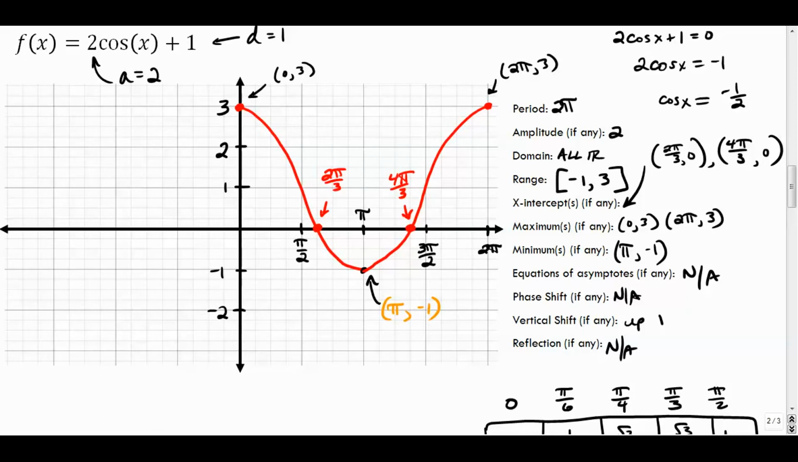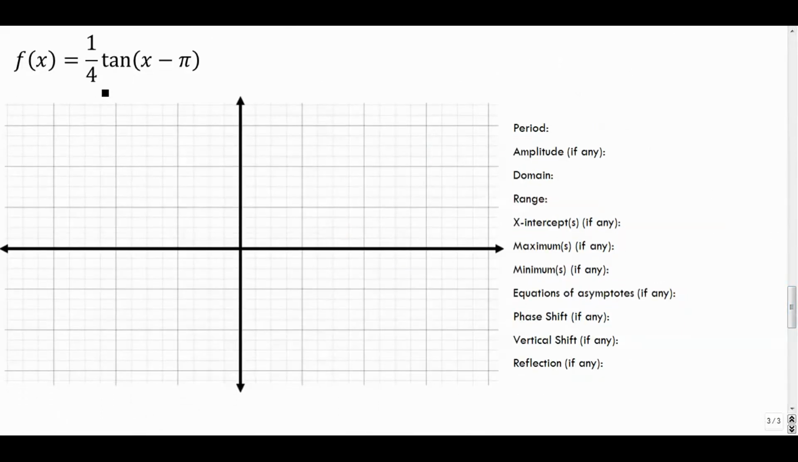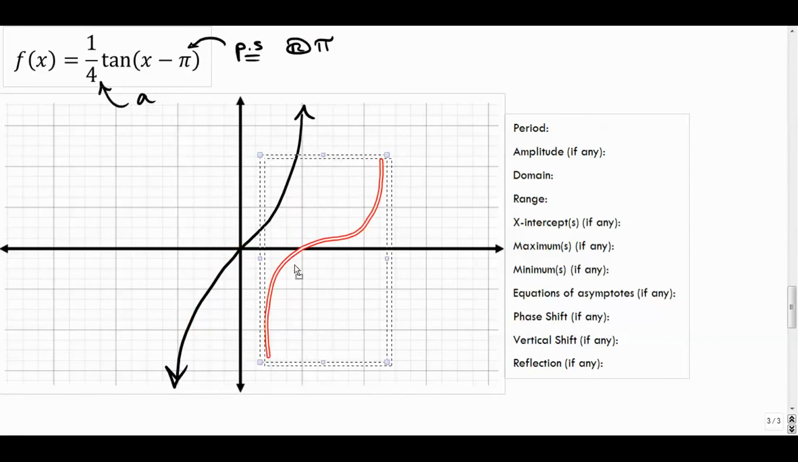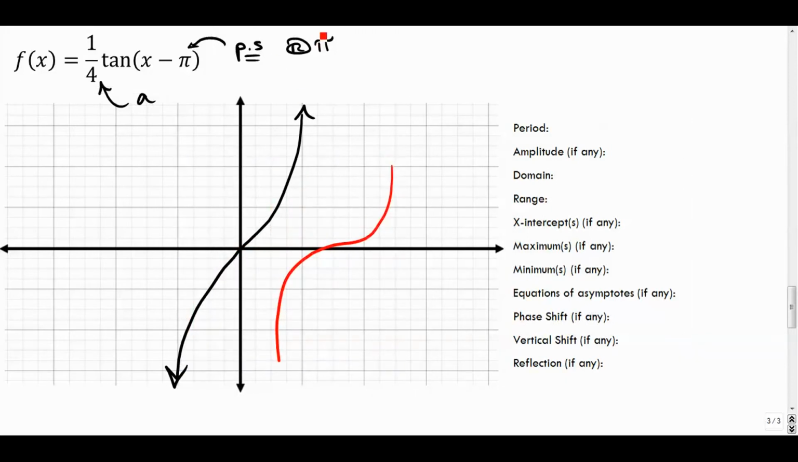Okay, next up. Tangent. Here we have a rational a value. It's 1/4, so that's our a value. And we have a phase shift right π units. Okay, so the tangent normally looks like this, right? But now it's going to be kind of squished down, something like this. And it's also going to be moved to the right π units. So it's going to be over here, kind of squished down. So that's the general idea here.